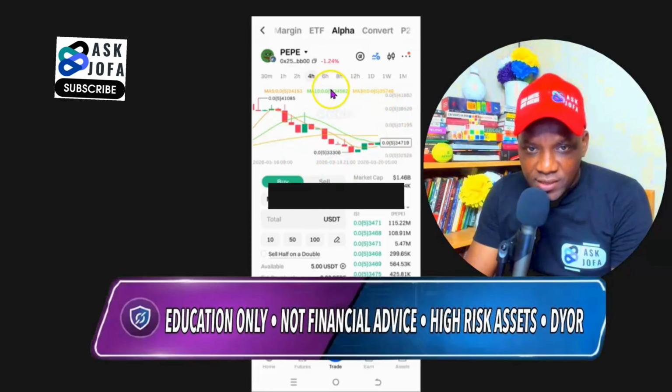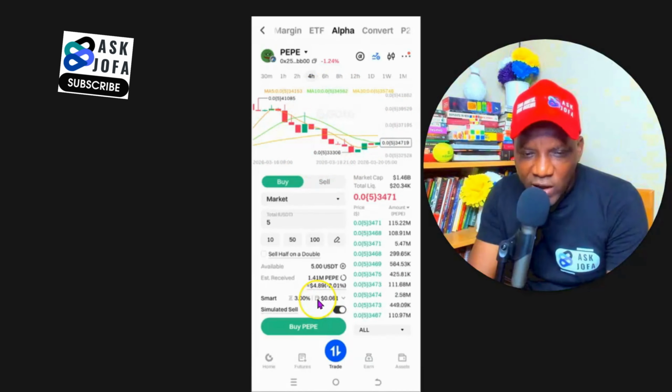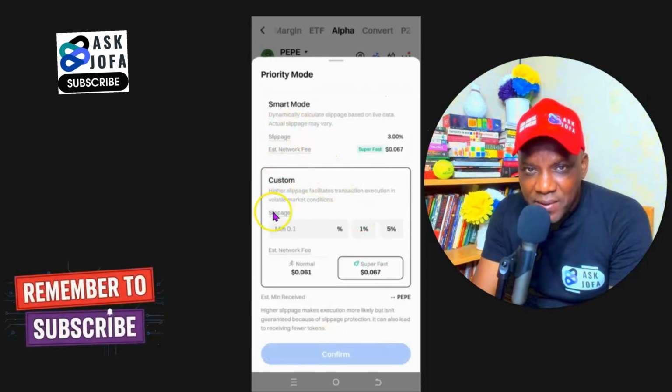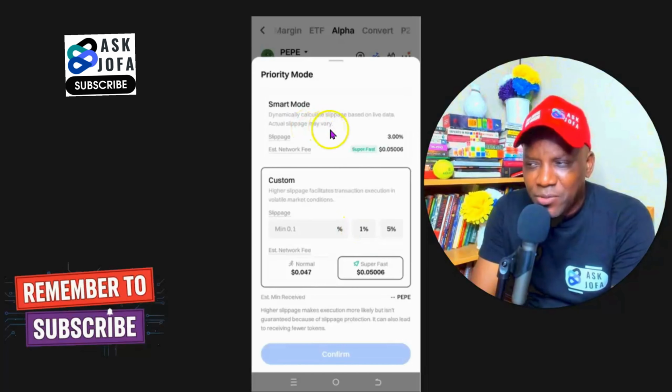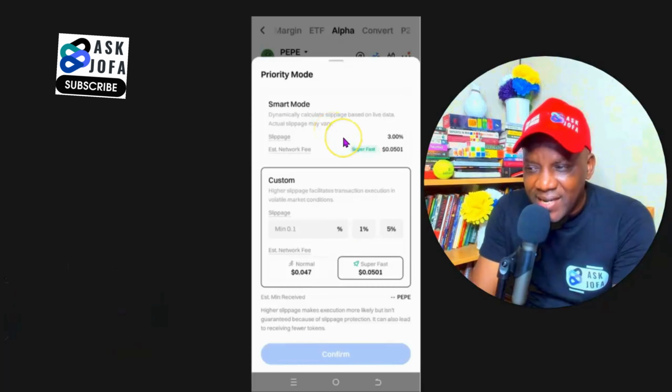After you must have observed your due diligence and you are ready to go, this is where you set your slippage. You tap here. But what is slippage all about? Slippage is the small price difference between what you expect and what you actually get when a trade executes.